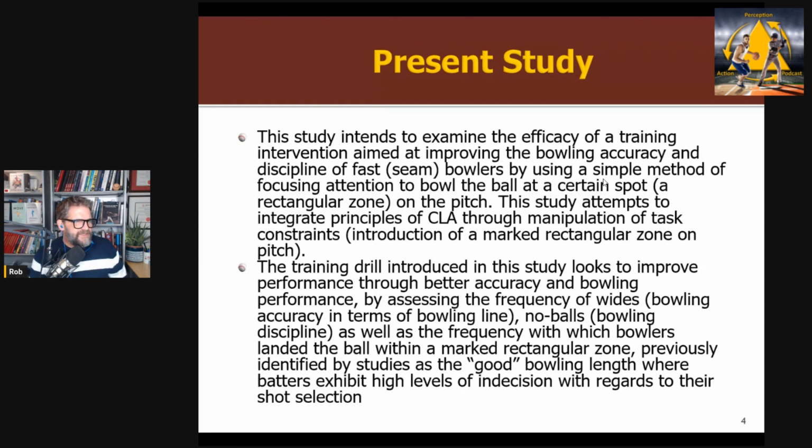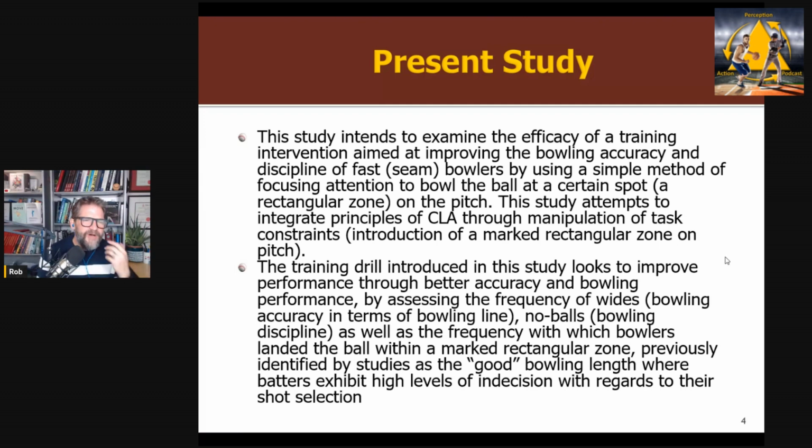What they're going to use is a training intervention that essentially manipulates the task constraints by getting the athlete to focus their attention on different areas of the zone where they're bowling, right? So they're creating different task constraints by marking off different zones where the athlete is pitching or bowling. They're looking to pursue both the accuracy of the bowling and the discipline, right? So both in terms of how often you hit the target and how often you throw wide of your zone. They're also using a measure called no balls, which is a measure of discipline, for non-cricket fans like myself.